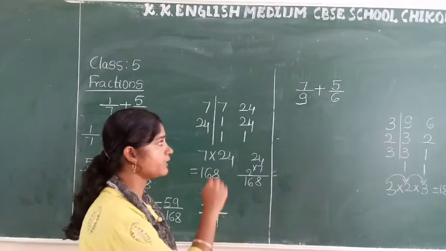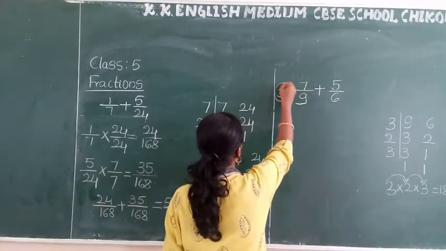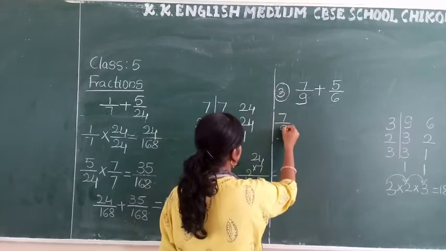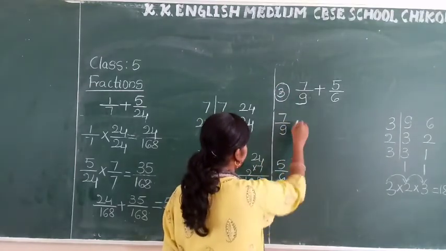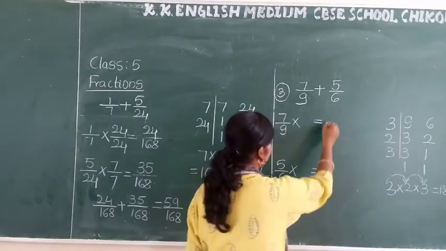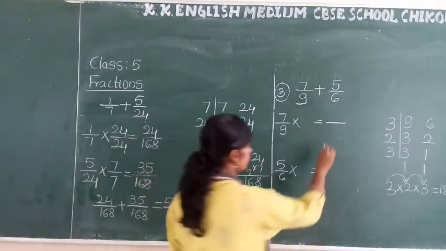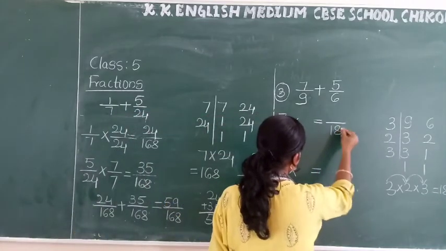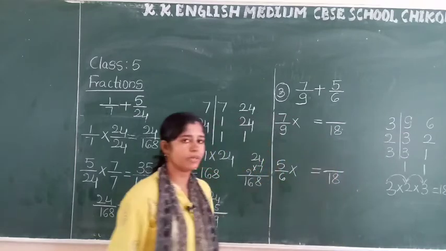Then what is the next step here? Here you have to take the terms. I am solving the third example, 7 by 9 plus 5 by 6, equal to. What do I have to write here? I have to write 18. Why? Because our LCM is 18. Then think, 9 how much is 18?